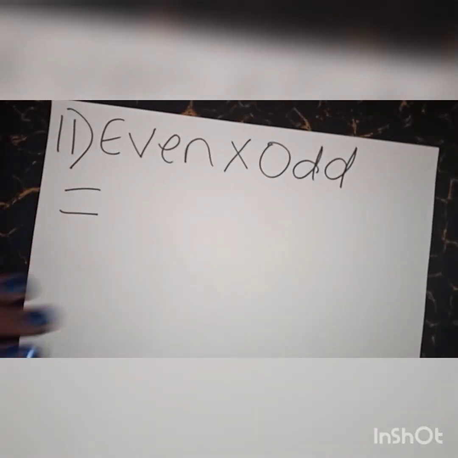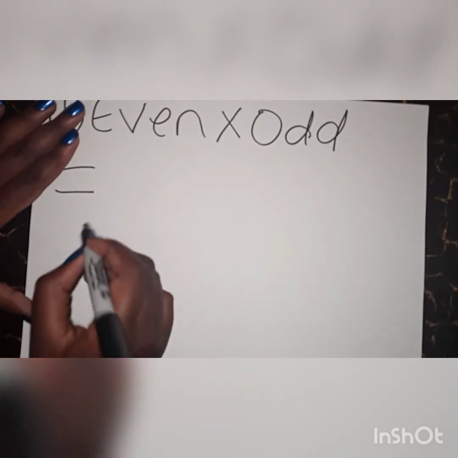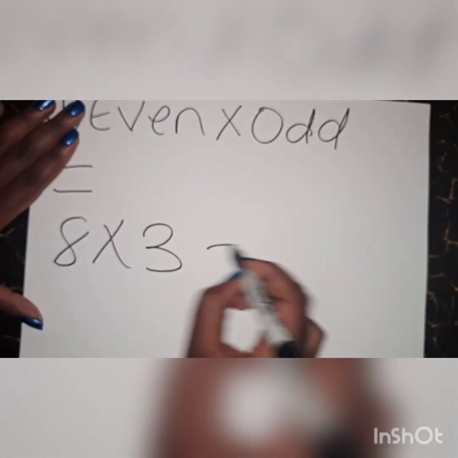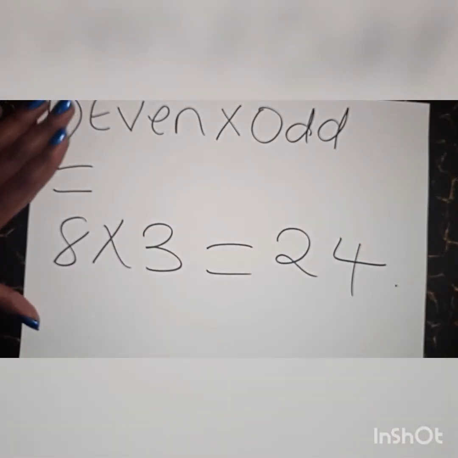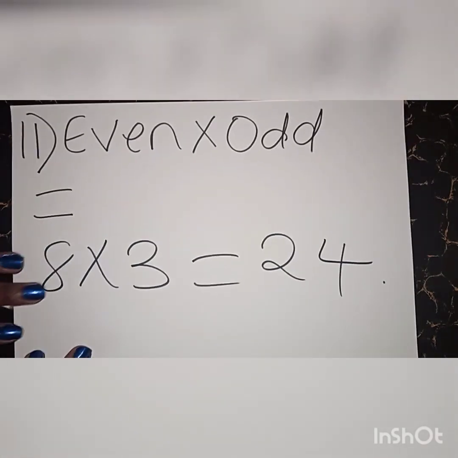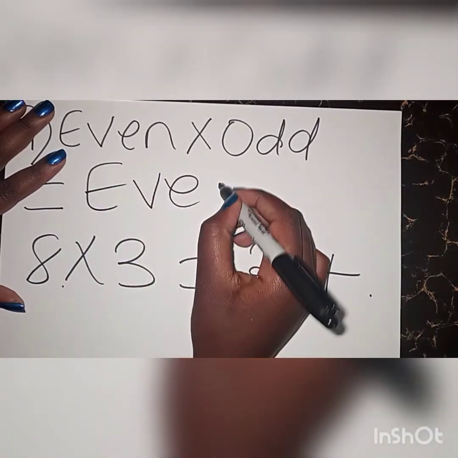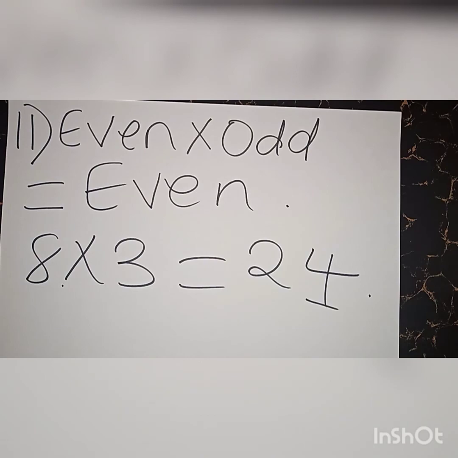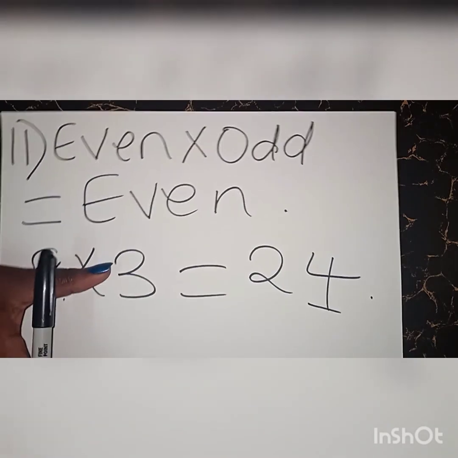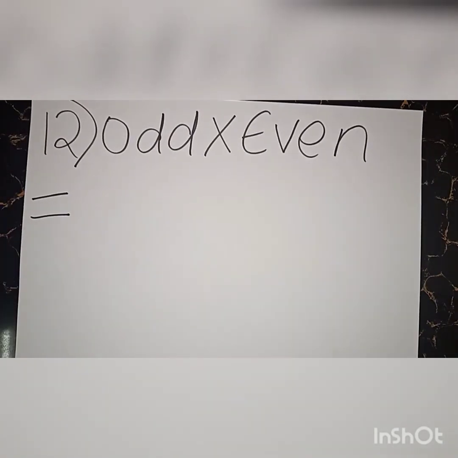Okay, so what happens when you multiply an even number and an odd number? Let's look at an example. When you multiply 8 times 3, you get, what is 8 times 3? 24. Okay, so we can conclude that even times odd is even. Are we following?